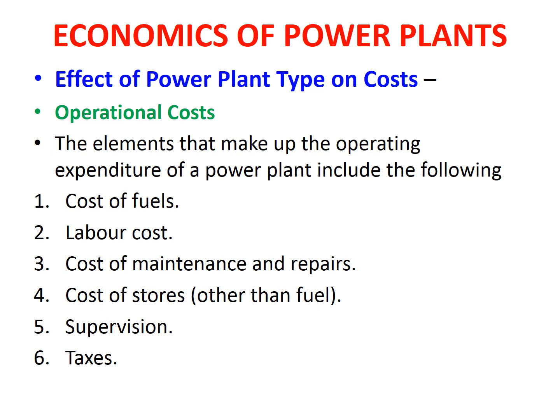The elements that make up the operating expenditure are as follows. For running the operational cost, when the initial investment has been done in land, building, construction, installation, etc., we now have to see how the equipment is to be utilized. So for utilization of the equipment, these operational costs are taken into consideration. The first is cost of fuels, the second is labor cost, the third is cost of maintenance and repairs, then cost of stores, that is other than fuel, supervision and taxes.